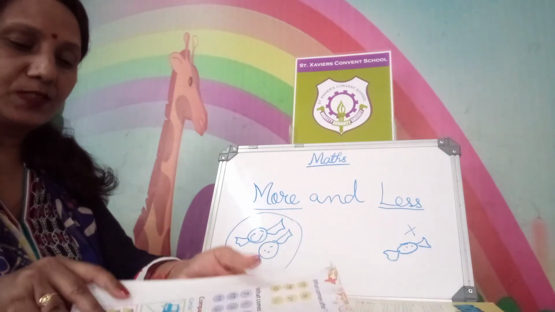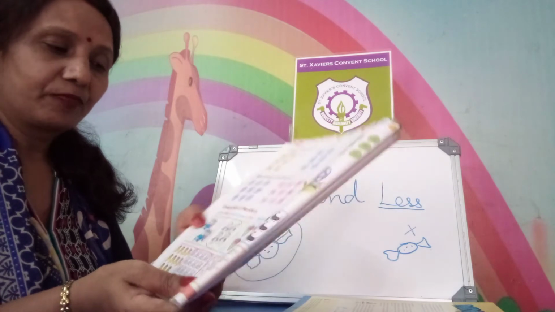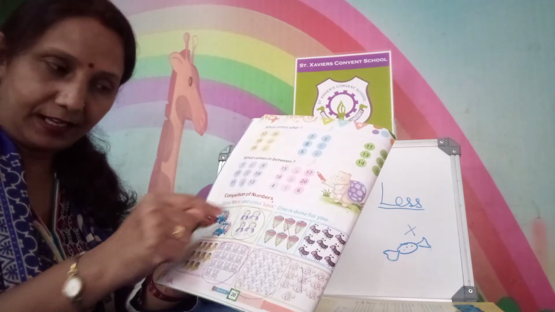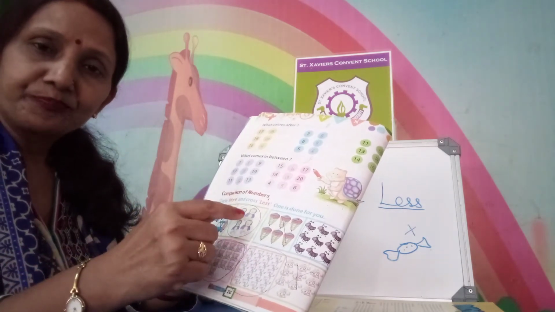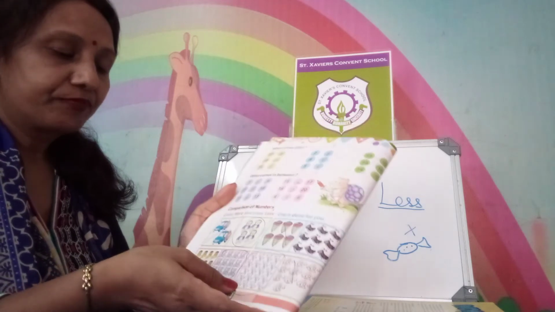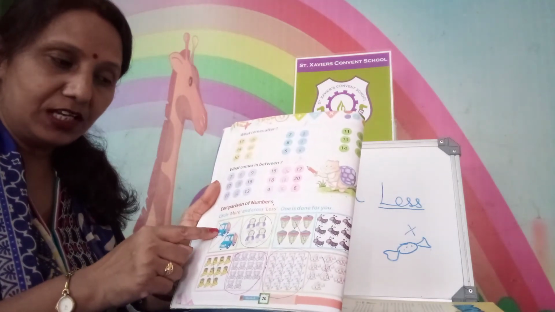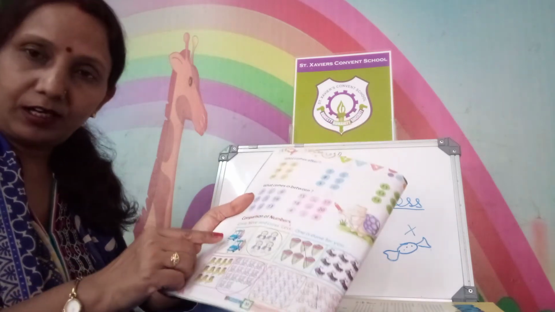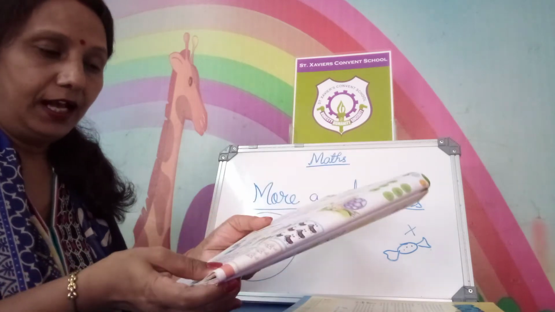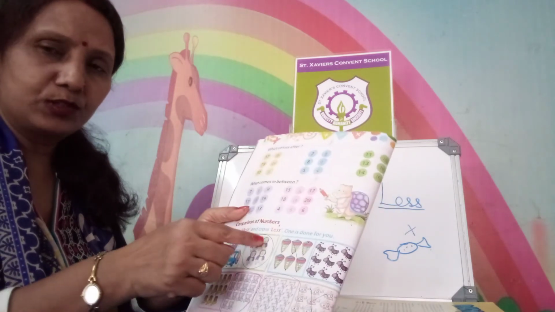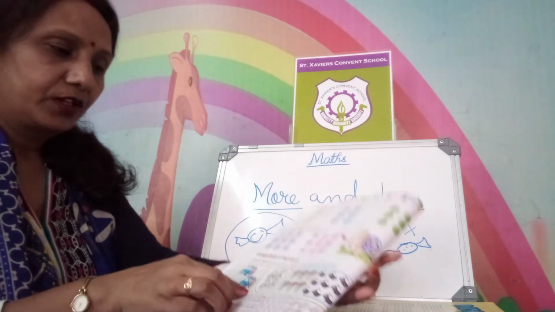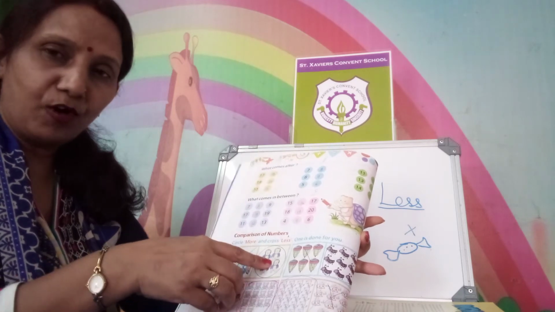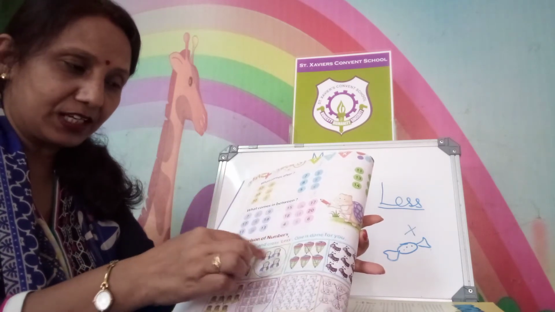Here you can see on this page number 20, this exercise, what you have to do: cross the less objects and circle the objects which are more. First picture, first block, you see how many buses are there? Trucks, sorry. How many trucks are there? 2. And the monkey toy: 1, 2, 3, 4. So you just circle between these two, which one is more? 4. 4 things are more, so circle this.